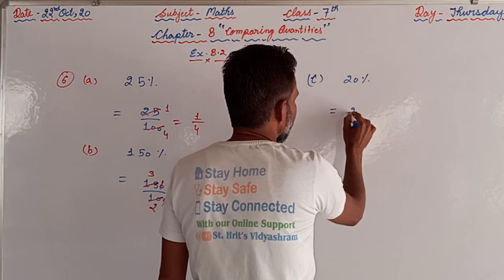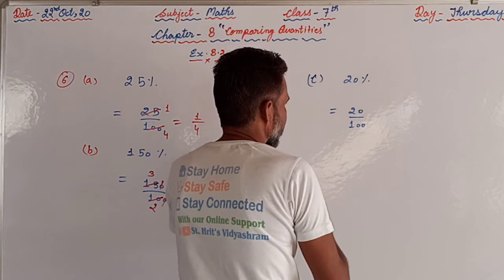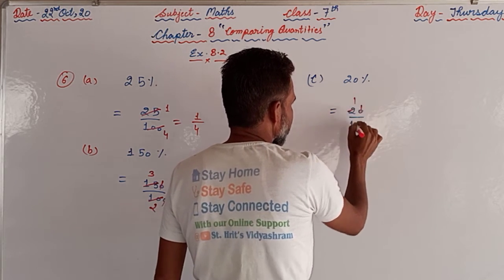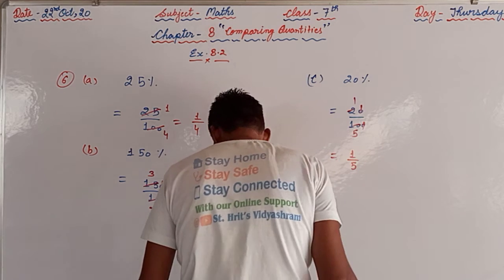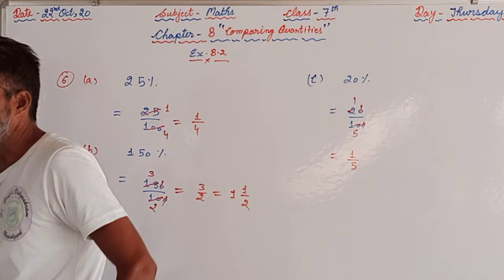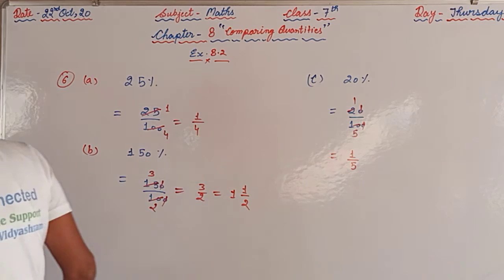20% means 20 out of 100. Then 1 0 cancel out. 1 0 2 1 ja 2, 2 5 ja 10, that is 1 upon 5. 20%, if you are supposed to convert into fraction, that will be 1 upon 5. So like this we can proceed the questions given in this exercise. And now we will discuss the next question, that is question number 7.